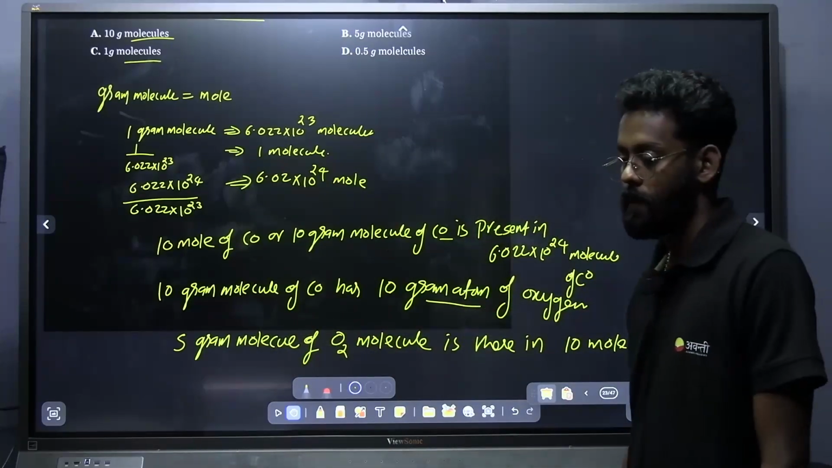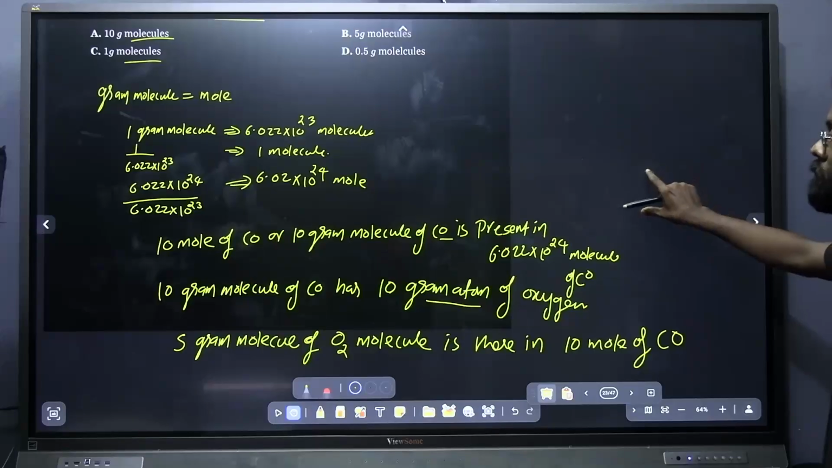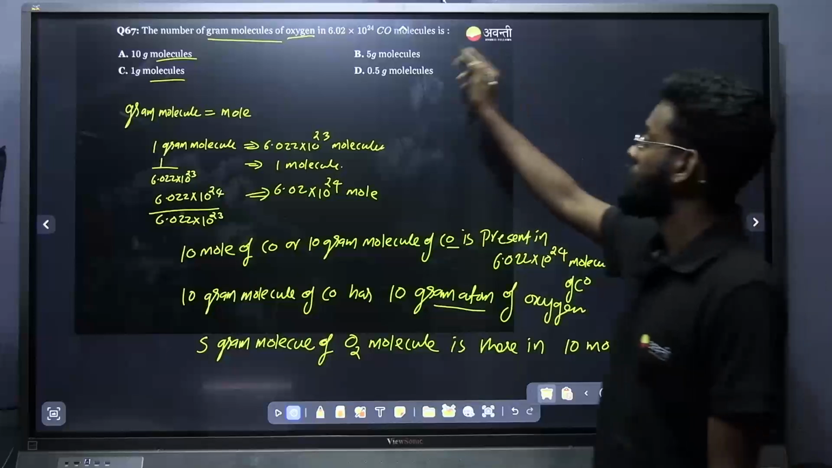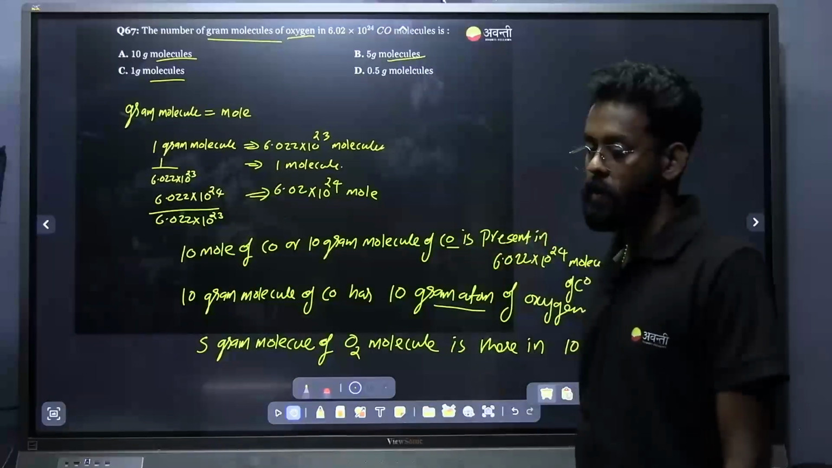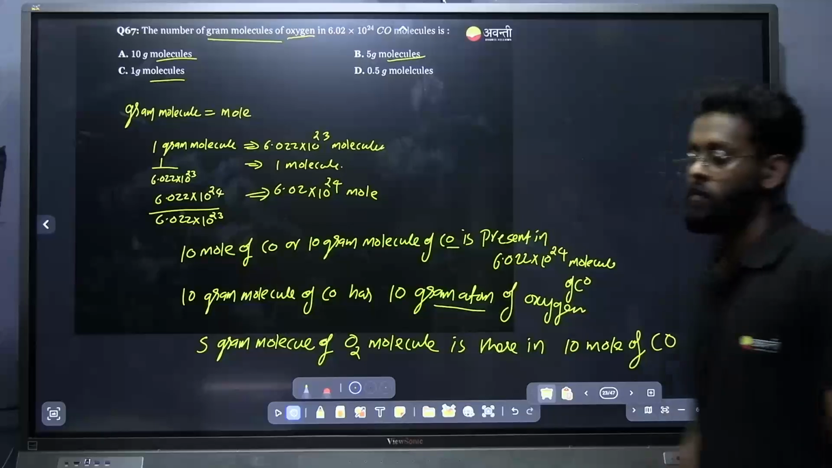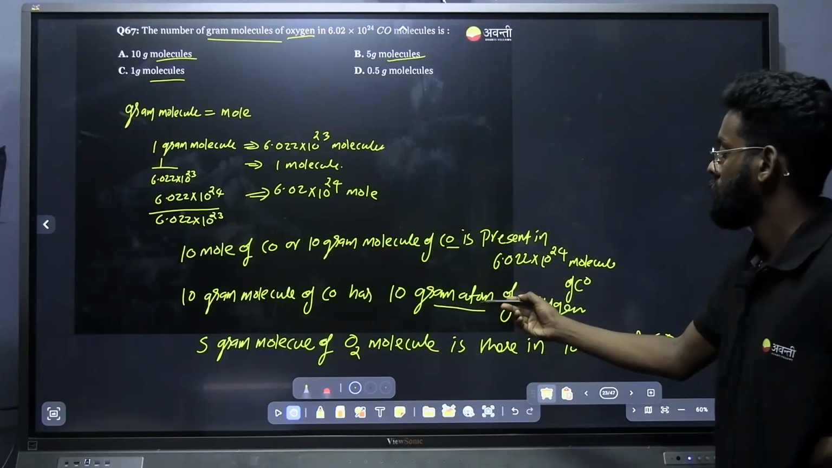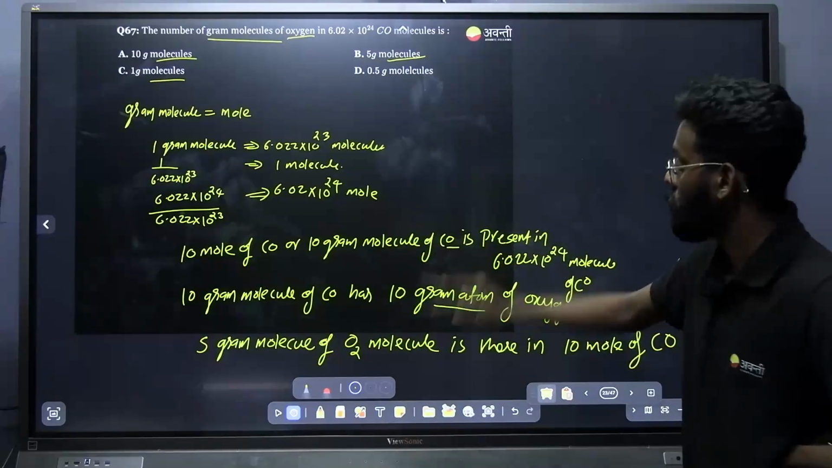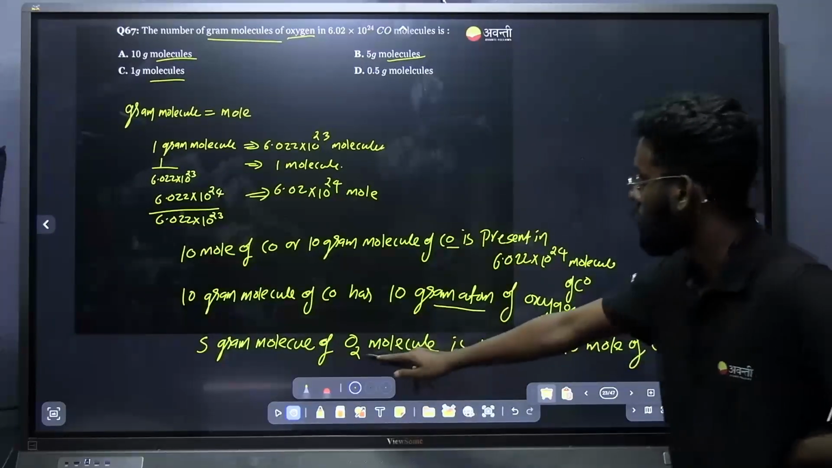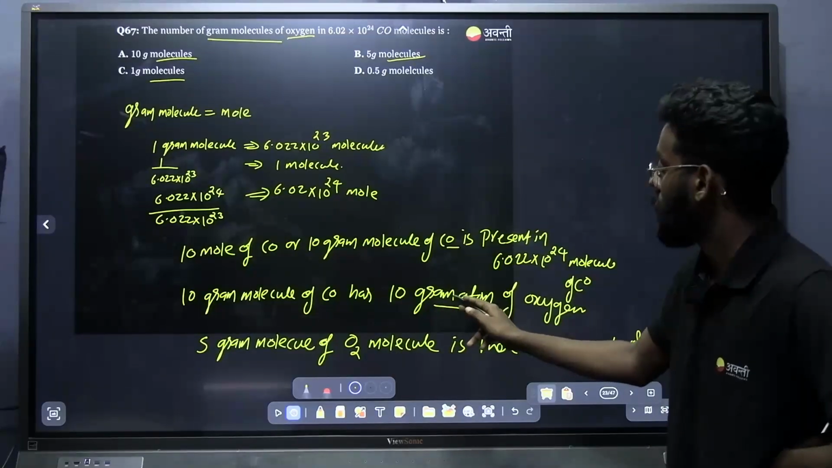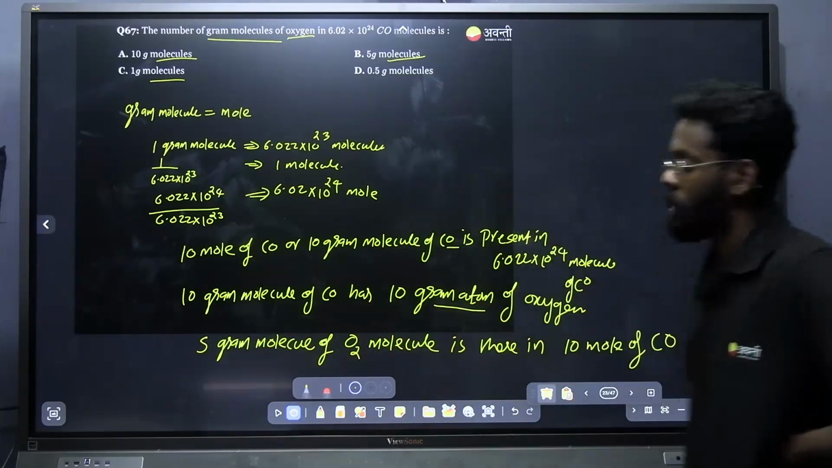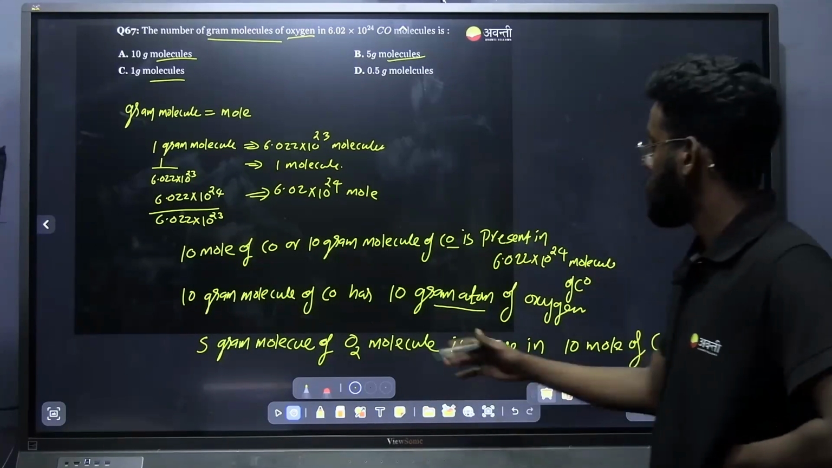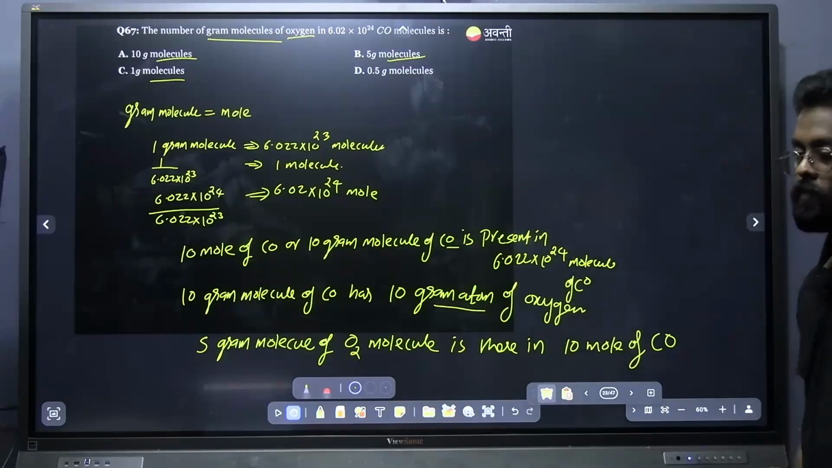Okay, is it clear to everyone? The last part is a little bit confusing, but just understand that the question is asking in terms of molecule, not in terms of atom. That's why I have converted 10 gram atoms into molecules. When converting, oxygen atoms become oxygen molecules, and 10 gram atoms become 5 gram molecules. Got it? Is it clear, everyone?